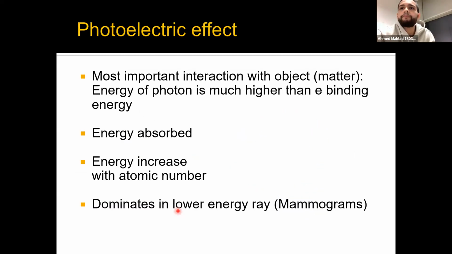But are X-rays in general low energy? Yes, they are. They are low energy. Well, let me explain this. How can I explain it?